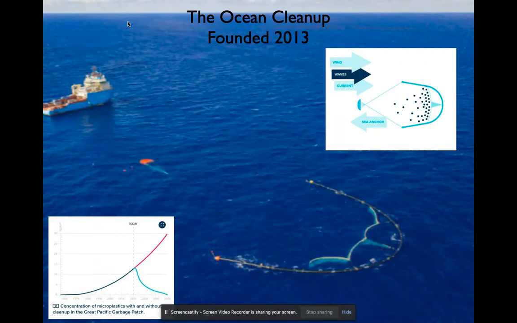I'm really encouraged by this company here, and there are others that I'm aware of, but this company called the Ocean Cleanup, founded in 2013, has been doing extensive work to try to clean up the oceans. And they've come up with some really cool innovations. The first one, you see in the top right-hand corner, is an apparatus that's basically a floating boom that has a sea anchor, if you can see that. It's almost like a parachute that's dragging in the ocean.